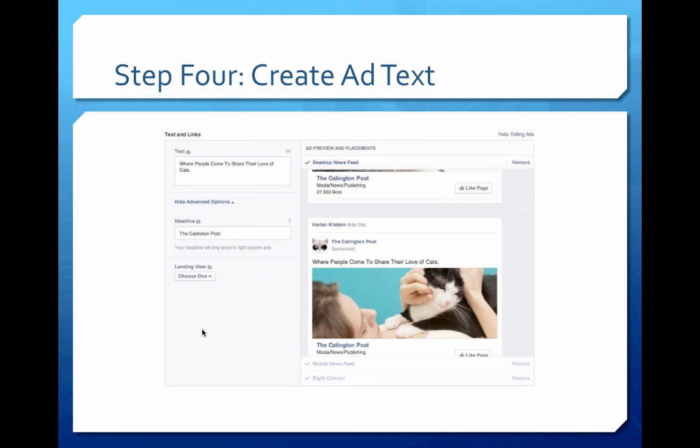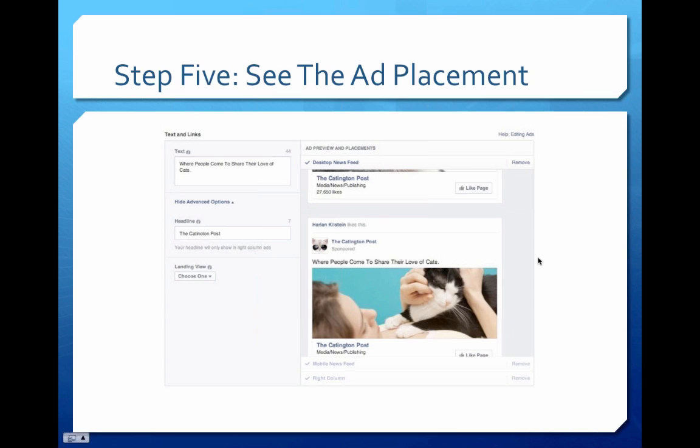Our headline is the page, the Caddington Post, and the ad says where people come to share their love of cats. And you can see that the page has 27,650 likes. It's still a kitten. So we create ad text. We don't go crazy. We don't, in this case, need to fill every single thing. Step by step, we go ahead, and here we go. We create the ad text.